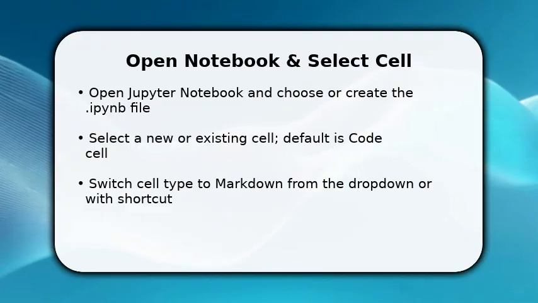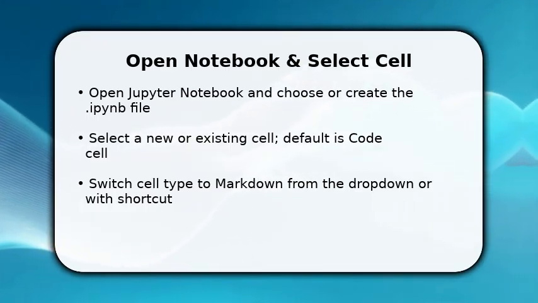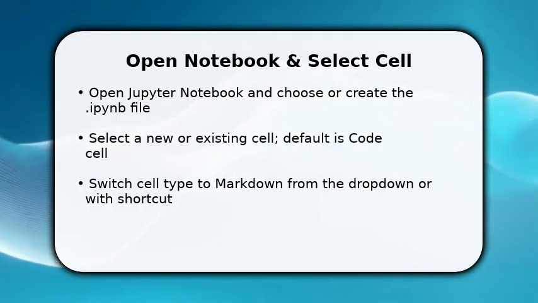Enjoy the video. You start by opening the notebook and choosing the cell that will hold the heading. Change the cell type to Markdown using the toolbar dropdown or press ESC then M. This tells Jupyter to treat content as formatted text.